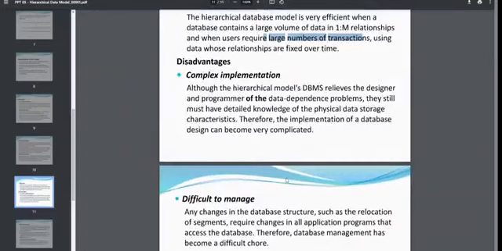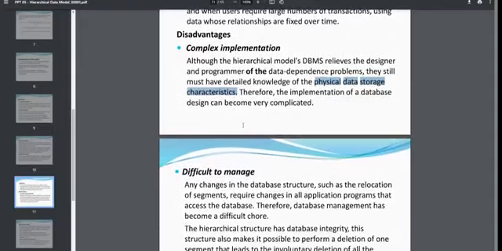Disadvantages, we mentioned complex implementation. It requires knowledge of physical data storage characteristics there, right? Physical data storage characteristics, your knowledge should be there. Then that can be considered as one drawback or disadvantage.